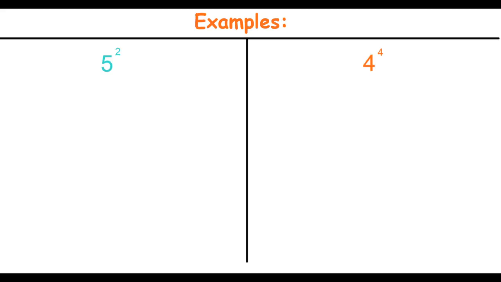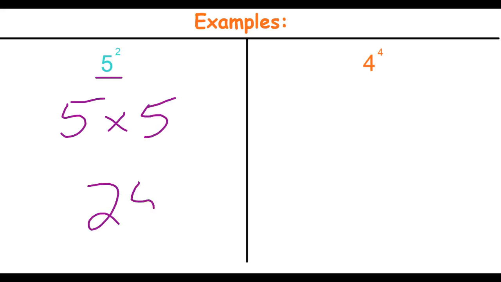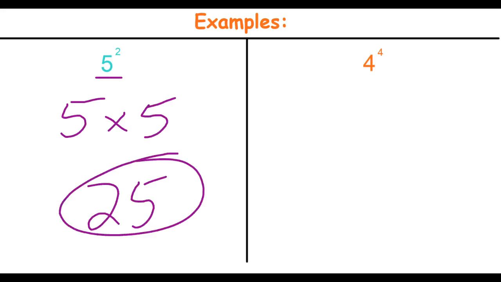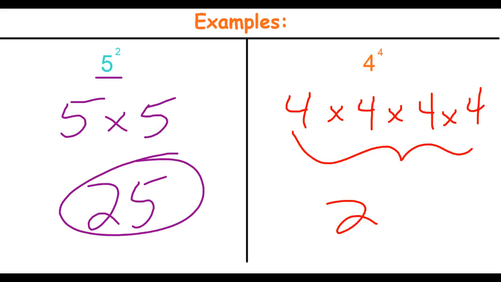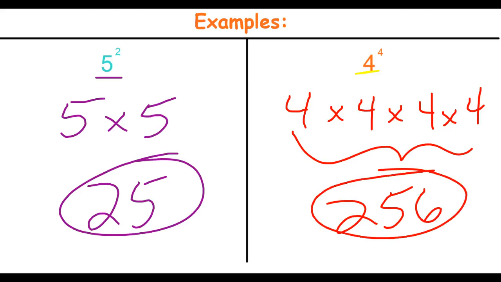Here are 2 examples of powers. The first one, 5 to the second power, means 5 multiplied by itself 2 times, or 25. And 4 raised to the fourth power is 4 multiplied by itself 4 times, which altogether is 256. So base multiplied by itself the number of times in the power.